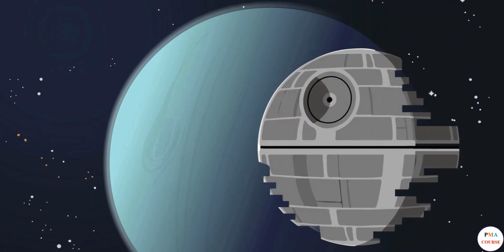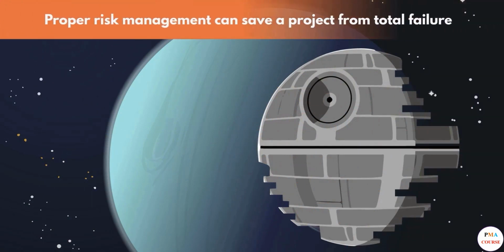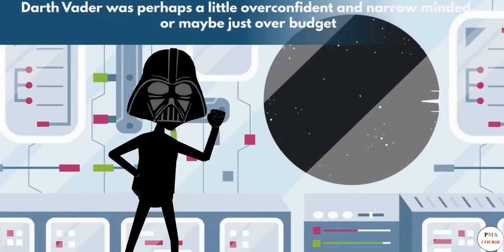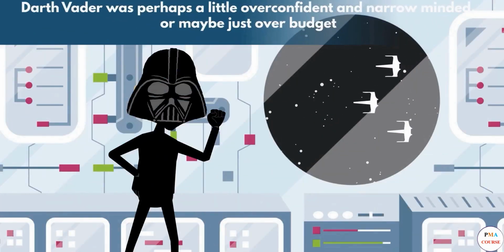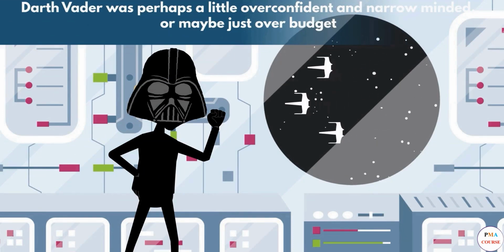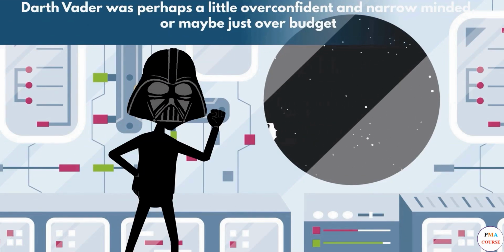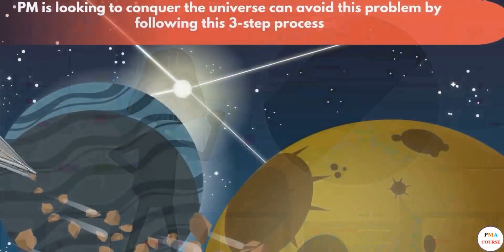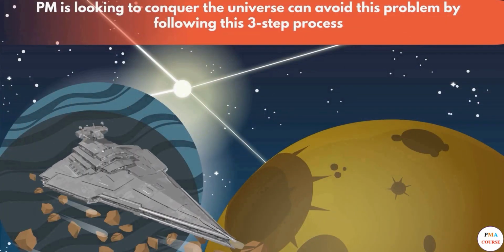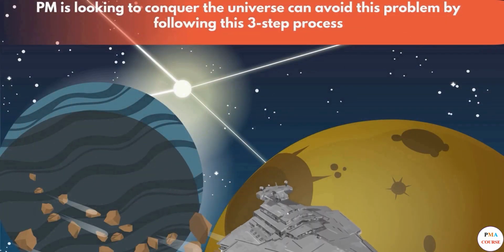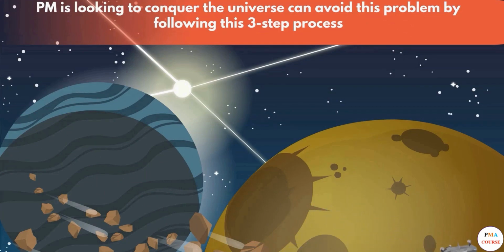This goes to show that proper risk management can not only make a project more efficient by eliminating delays, it can even save a project from total failure. Darth Vader was perhaps a little overconfident and narrow-minded by not putting a cover on the thermal exhaust port, or maybe he was just over budget. For future generations, project managers looking to conquer the universe can avoid this problem by following this three-step process.